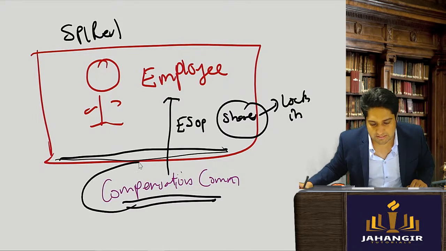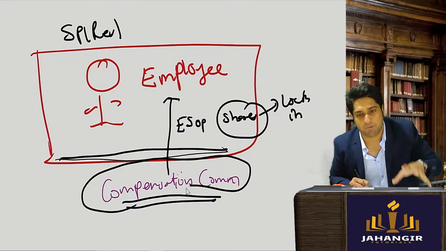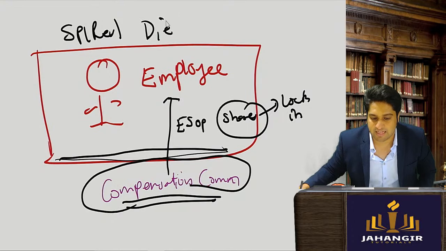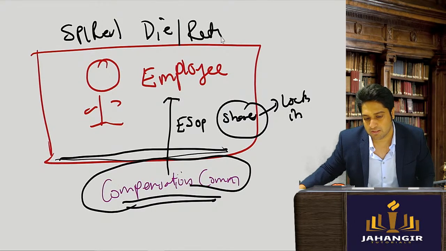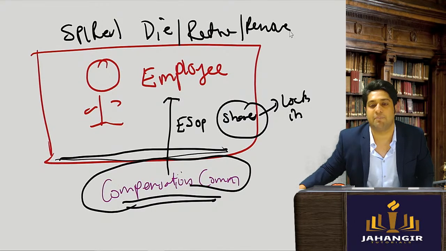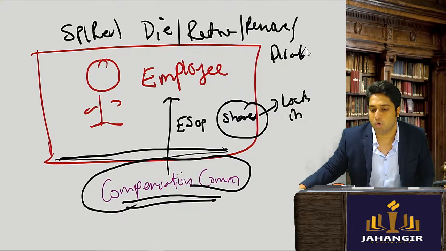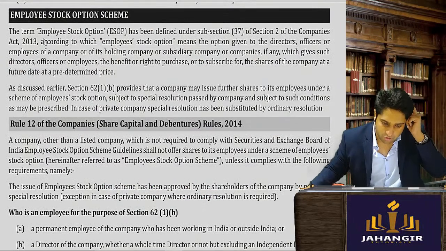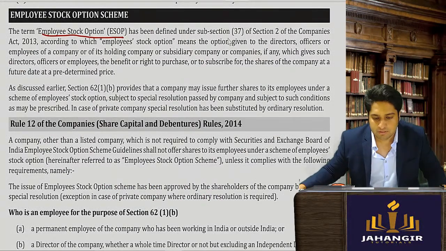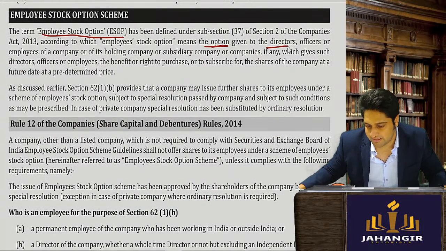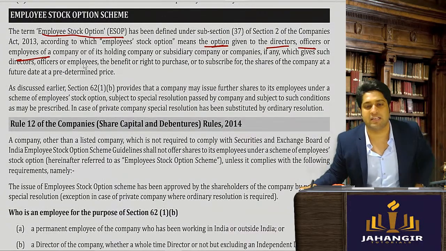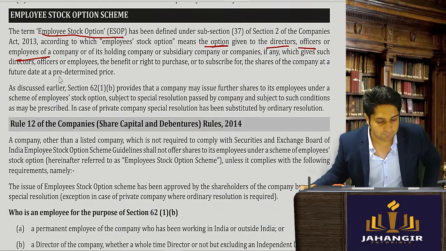There will be a compensation committee which will identify employees. They will make the scheme. What if he dies, or he retires, or he is removed, or he is disabled, what happens with his rights? Okay, so this is about employee stock option schemes. Options may be given to any director, officer, or employee of the company. Whether holding or subsidiary, you can give that.